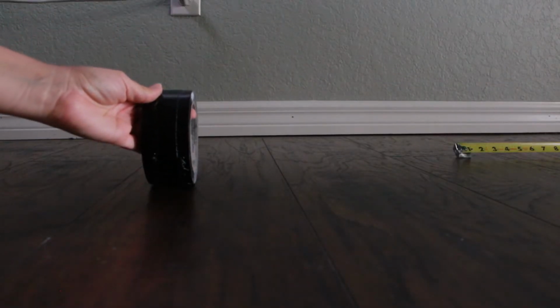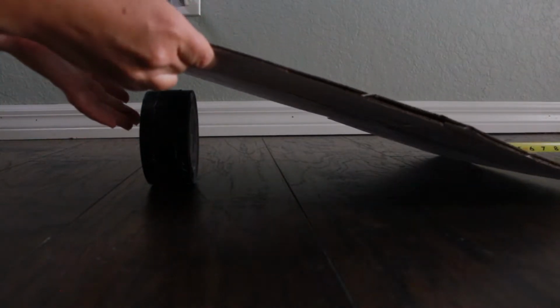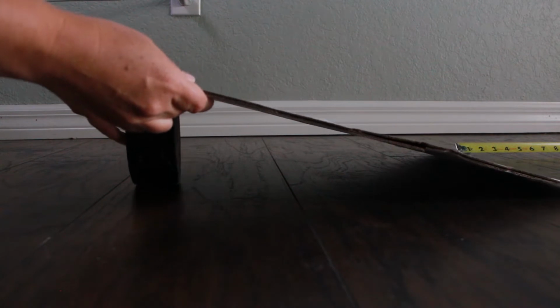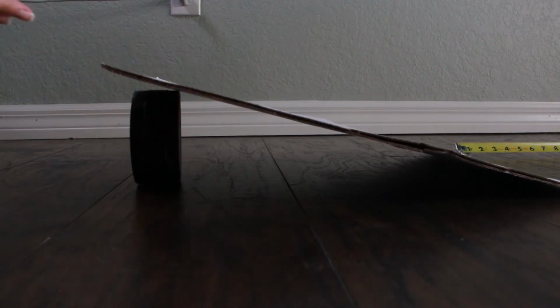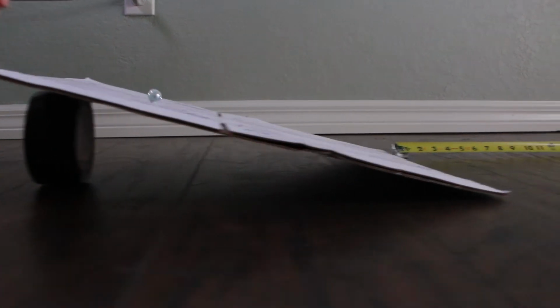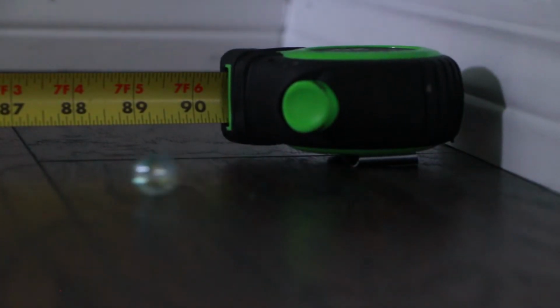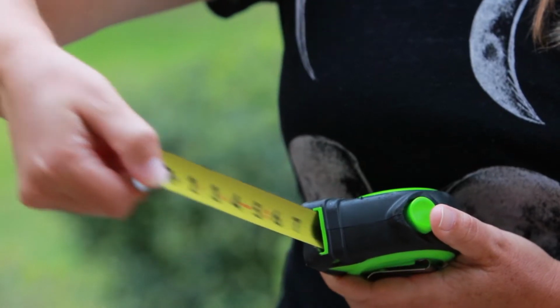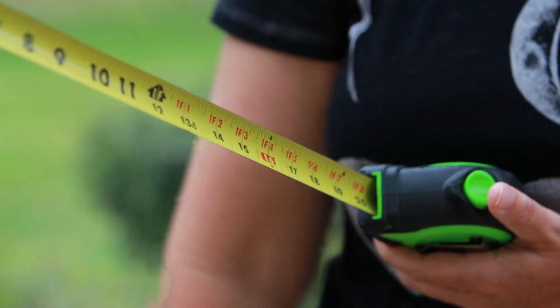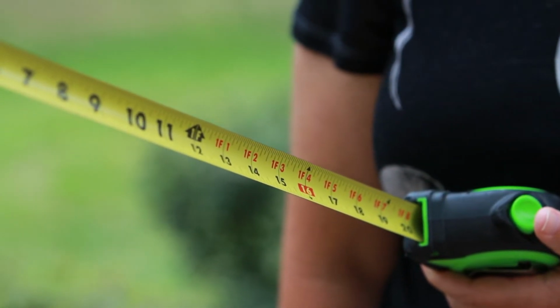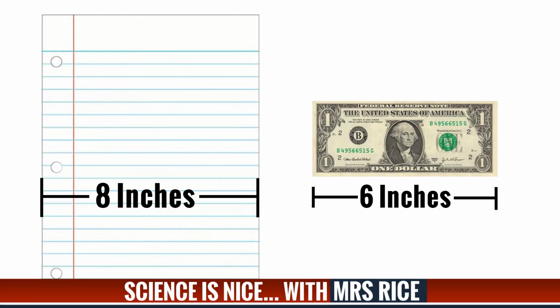First, I'm going to take the ramp to a smooth, level surface, like a wood floor. I'll make sure that the ramp is at the same height. Then I'll test and measure the distance the marble rolls. I'm going to be using a measuring tape to measure the distance the marble rolls. If you don't have a measuring tape, then you can estimate using a piece of notebook paper or even a dollar bill.